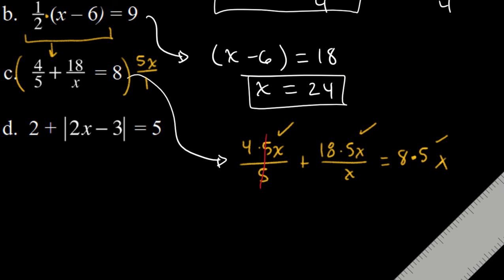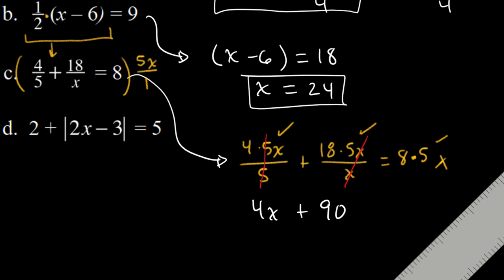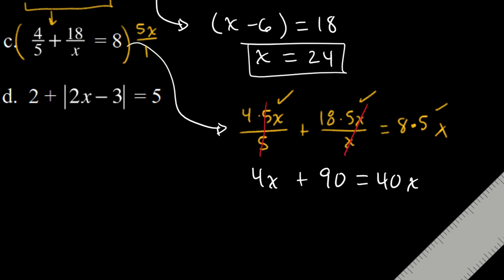That's a giant one. I've got this x over x, which is also the number 1. So I can clean this up and write this as 4x plus 5 times 18. 5 times 18 is equal to 90. And that's going to equal 40x. I'll take away 4x from each side, so I've got 90 is equal to 36x.